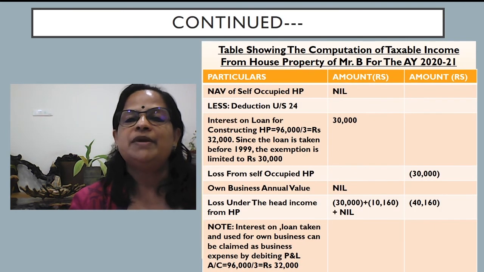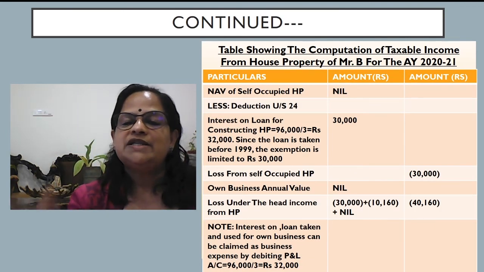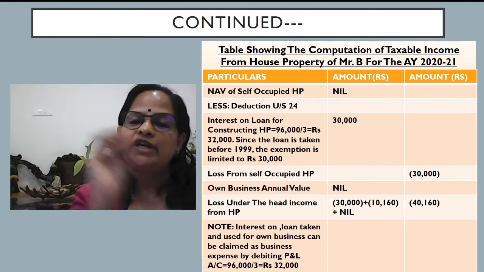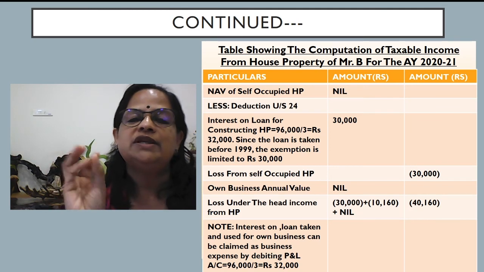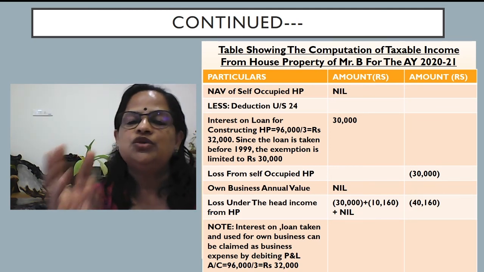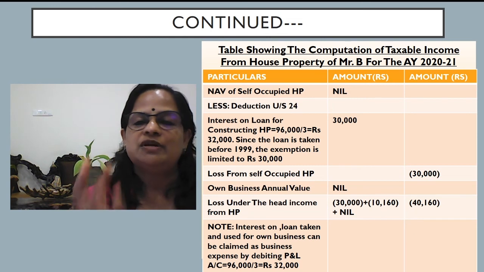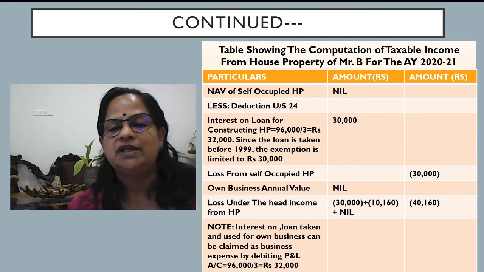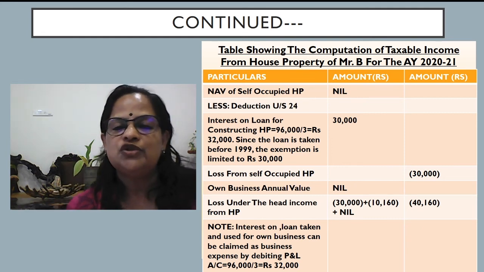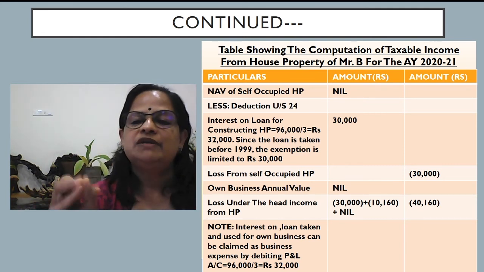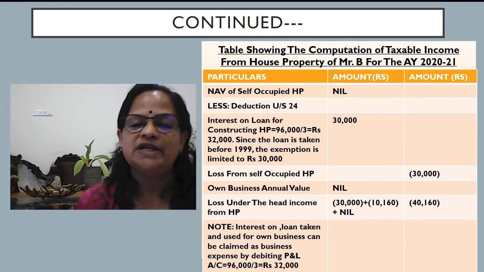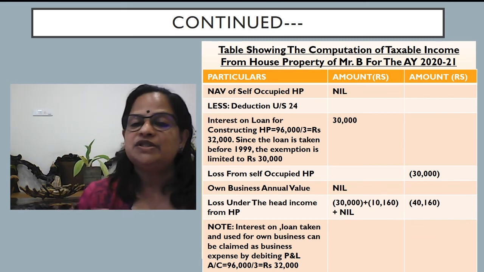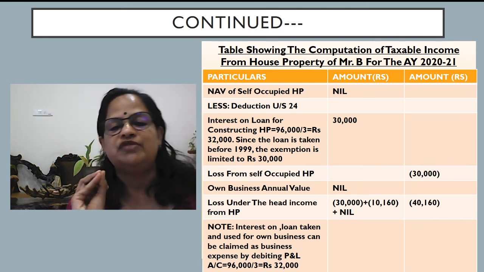Now self-occupied house property: net annual value nil, deduction under section 24. So I told you since the loan is taken before 99, amount is only 30,000. So we are getting 32,000 is actually the amount of interest, but we can restrict to 30,000. So loss from self-occupied house property is 30,000. Own business annual value is nil. So one interest will be there. For this 32,000 deduction, they can claim it when they are calculating their business income, they can show it as an expense in their profit and loss account.